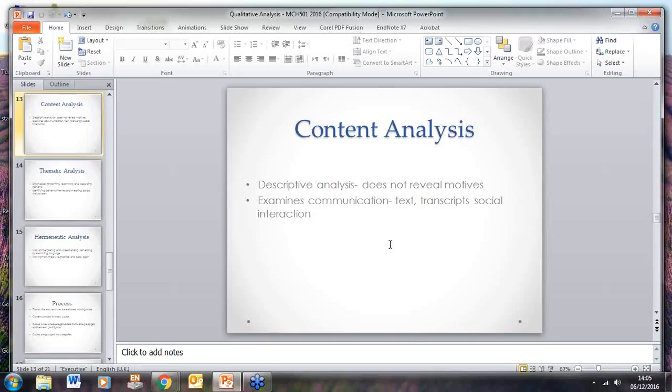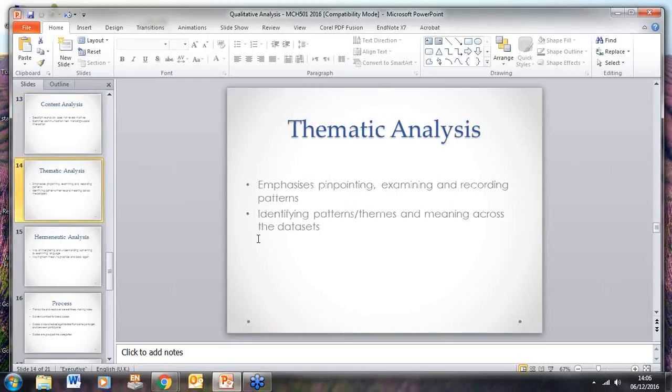And that's what's different between content analysis and thematic analysis. In content analysis, you are looking for specific content. Whereas with thematic analysis, you are identifying patterns, themes.